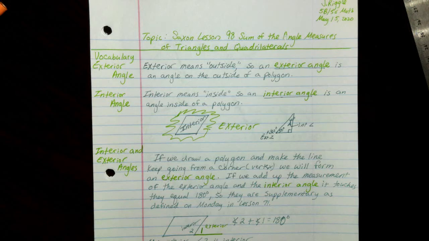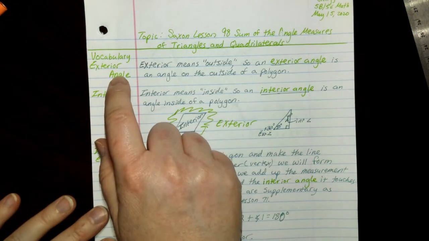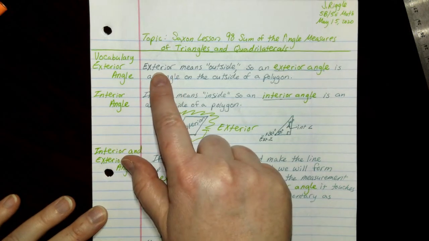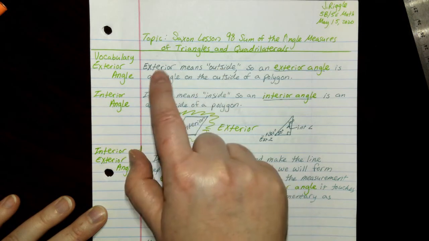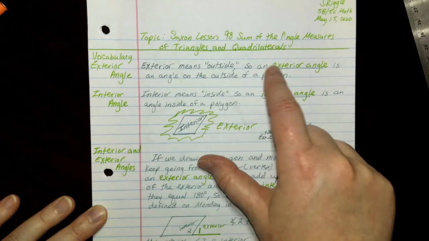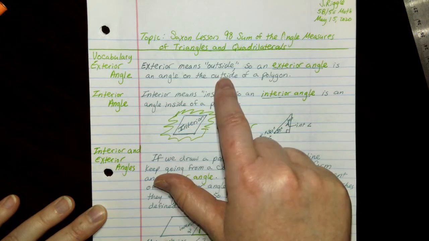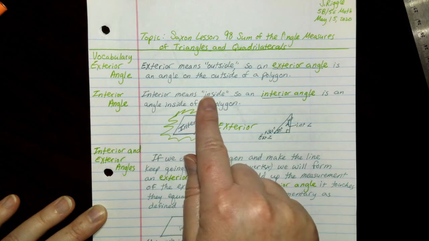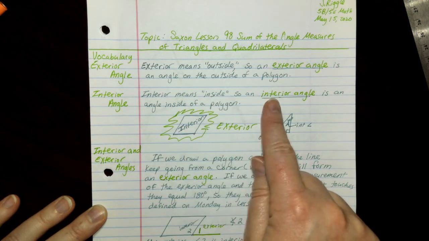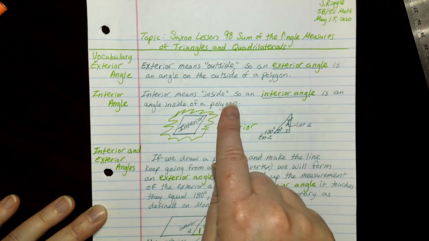All right, lesson 98, the sum of angle measures of triangles and quadrilaterals. So, as always, let's start it out with some vocabulary. Exterior and exterior angle. The word exterior, ex, means exit, outside. So exterior means outside. An exterior angle is an angle on the outside of a polygon. Interior means inside. So an interior angle is an angle inside of a polygon.